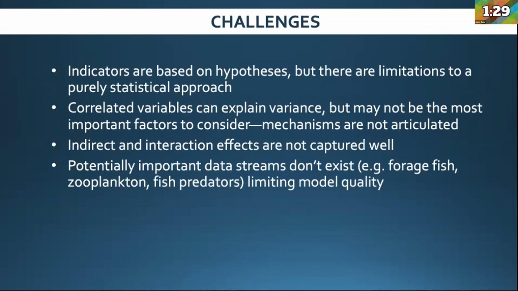We really would like a better mechanistic tie for some of these things. Some of them were quite proxy in their nature. And then correlated variables might explain the variance, but they may not be the most important factors to consider, for the same reason. These mechanisms are not well articulated. So indirect and interaction effects are not captured well at all. That's something an ecosystem model would be better suited for, if not necessarily for prediction, but just to understand those.